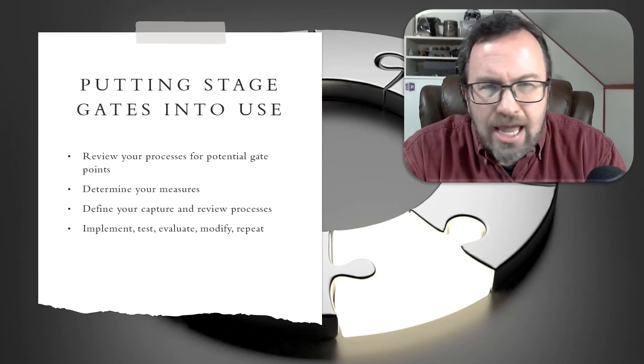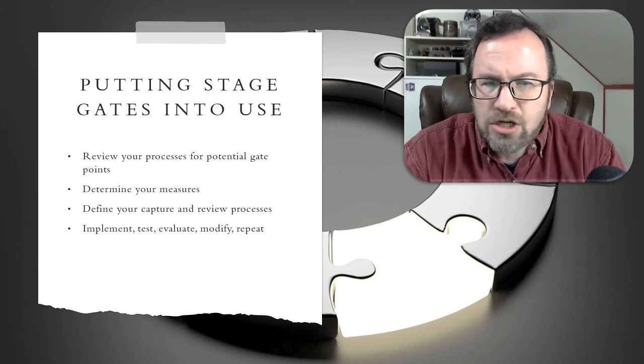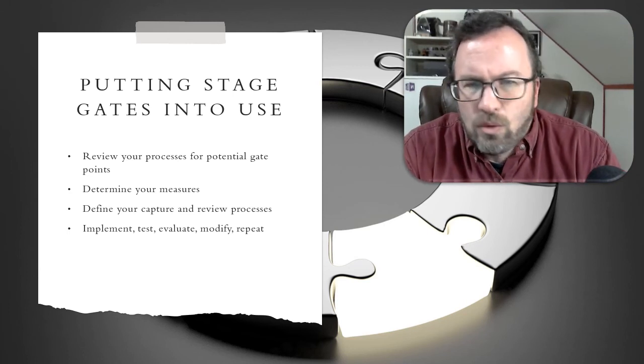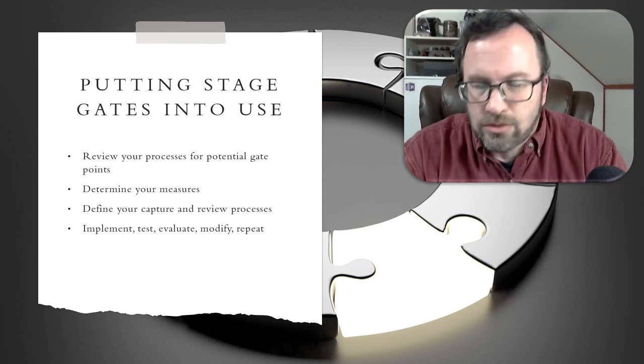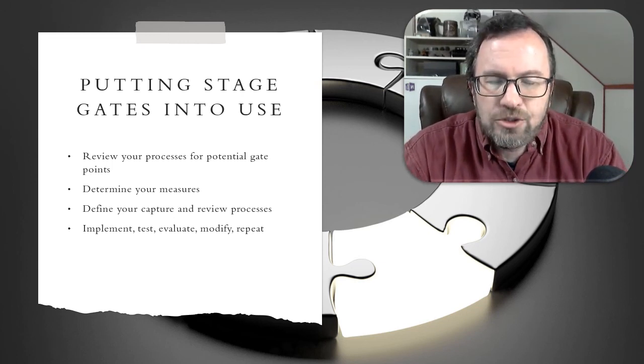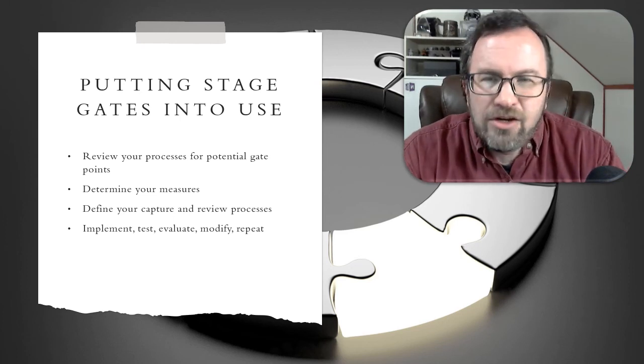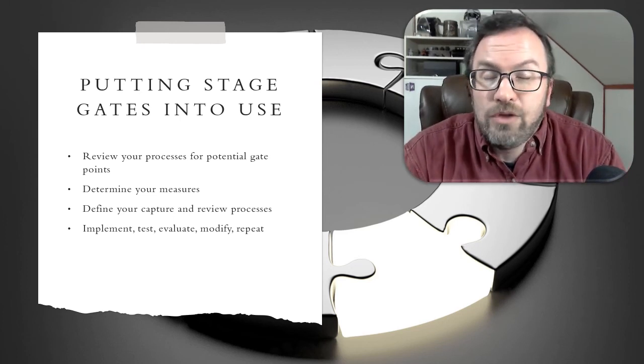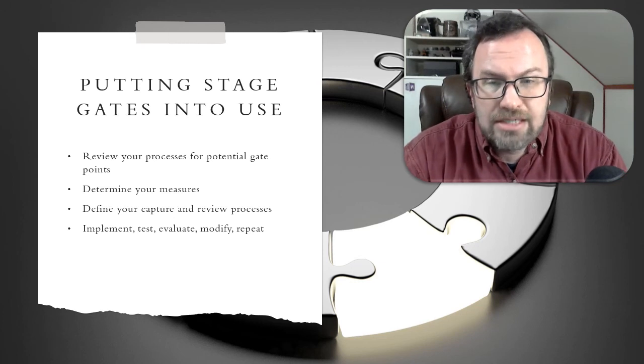Define how you're going to capture this information. Create a structure. Set up a tool. Invest in a tool. Build a tool. Whatever you want to do. Put something together that's going to allow you to capture and then very clearly and analytically review the data that you're capturing around these gates.